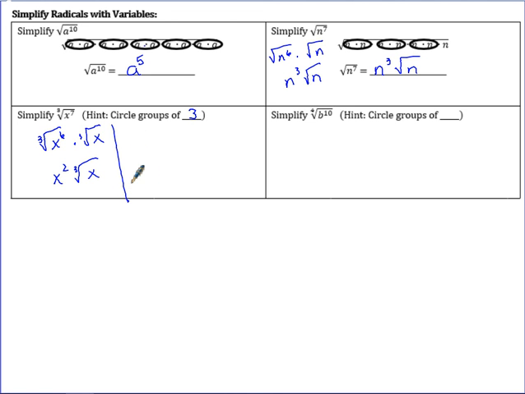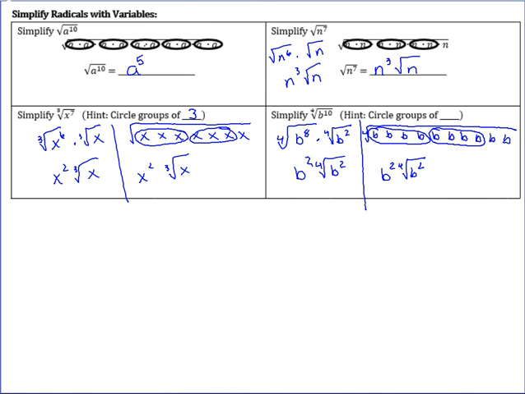Okay, or if you want to just write them all out, there would be 7 x's, 1, 2, 3, 4, 5, 6, 7, and I'm looking for groups of 3. So there's a group of 3, and there's a group of 3, so I have 2 groups of 3, and 1 x left over. Alright, so same thing here. I want you to pause, try this example, come back, check your answer. Alright, so it should be b squared times the 4th root of b squared. I wrote the work out both ways. Okay, if you're not understanding this, make sure you circle this or put a star here so you can ask me about it in class.